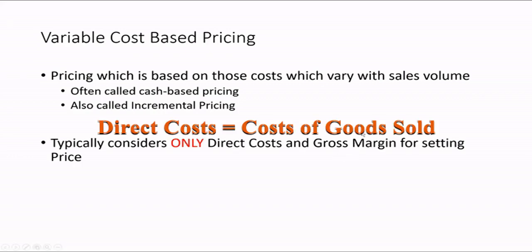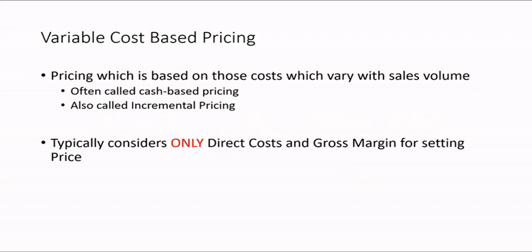Variable cost-based pricing typically only considers direct costs for price determination purposes, and these are the costs that appear in the cost of goods sold portion of our profit and loss statement. And we use gross margin for setting price also.